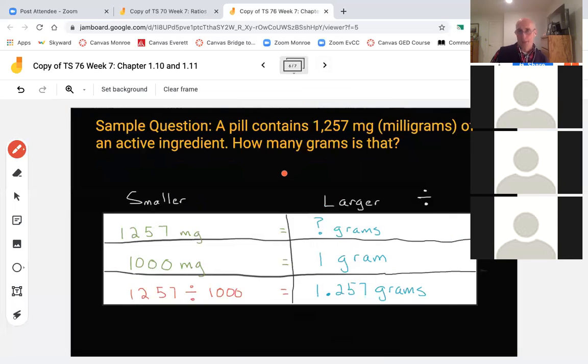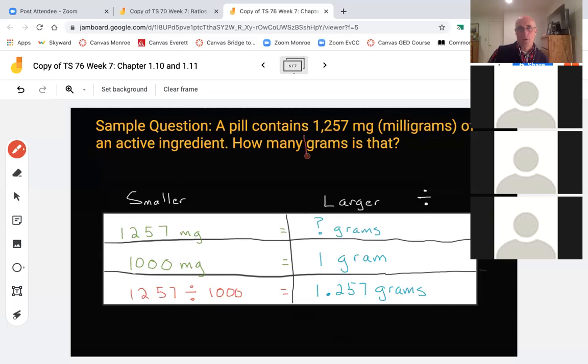Here is another example, but this time using different units of measurement. We got a question that says a pill contains 1,257 milligrams. Mg stands for milligrams. If you want to write that in your notes, just to help you out in case you see that in a homework question, mg stands for milligrams. A pill that contains 1,257 milligrams of an active ingredient. How many grams is that?